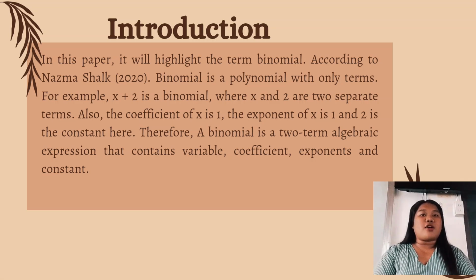So for our introduction, this paper will highlight the term binomial, wherein according to Nasmashok 2020, a binomial is a polynomial with only two terms. For example, x plus 2 is a binomial wherein x and 2 are separate terms. Also, the coefficient of x is 1, the exponent of x is 1, and 2 is the constant here. Therefore, when we say binomial, it is a two-term algebraic expression that contains variable, coefficients, exponent, and constant.